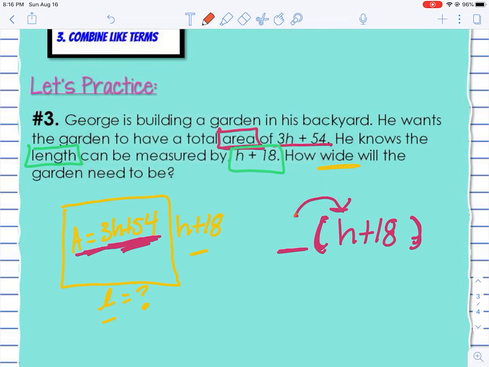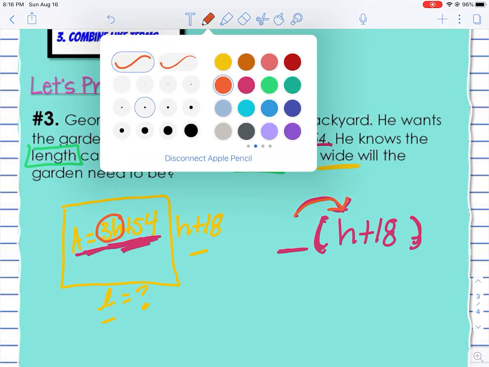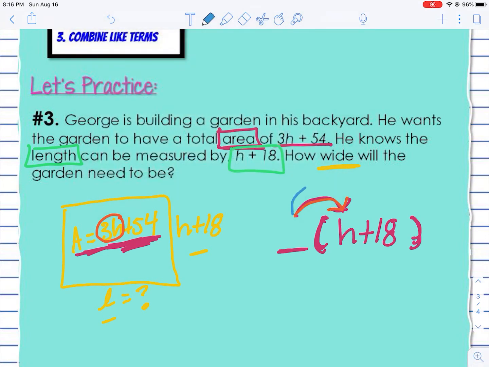Because if we had a number sitting out front and we multiplied it times this, let me do some different colors. So we had a number here and we multiplied it times this term and we got this term. And then we took that same number and we multiplied it times 18 and we got 54. What's the number? We need to work backwards. So let's think about it. So what number times h would give us 3h?